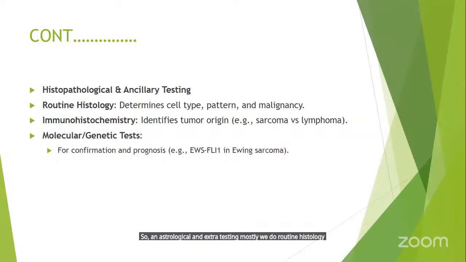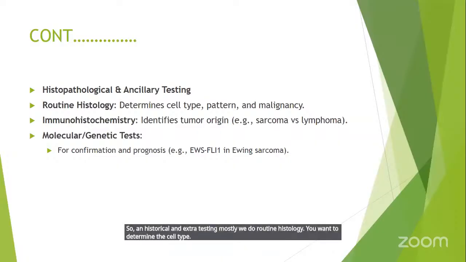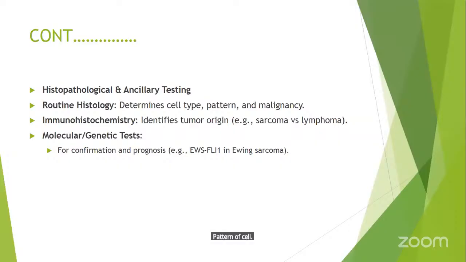So in histological testing, mostly we do routine histology. You want to determine the cell type, pattern of cell arrangements, and malignancy if you are suspecting malignancy. Then furthermore, you continue doing immunohistochemistry. You want to identify the tumor origin.